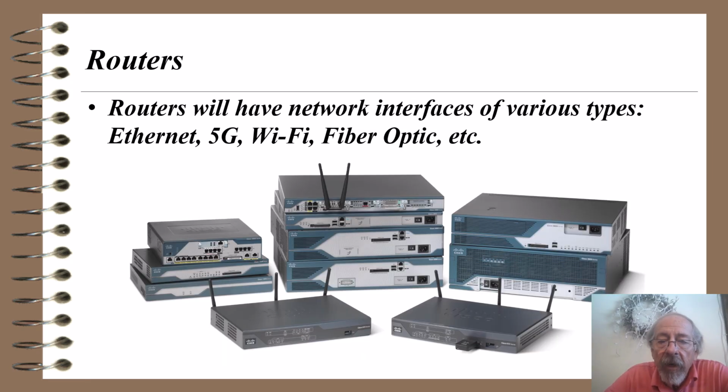Routers. Routers will have network interfaces of various types. Might be Ethernet, again, like the switches, 5G, Wi-Fi, fiber optic, and so forth. All kinds of different ones. You see a bunch of antennas on these, so a lot of these are wireless routers. The front of the router usually doesn't have too much other than a front panel. Most of the routers are made by Cisco. The work area of the router is in the back side of it.